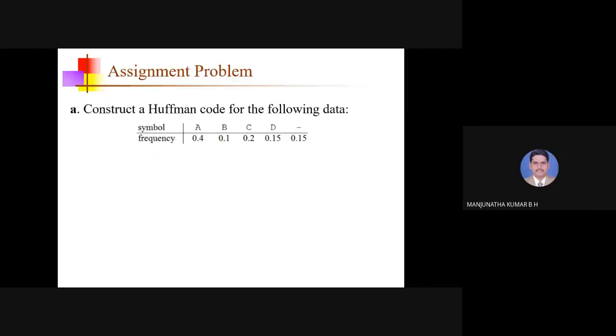This is the assignment problem. I will post the question. If you are so interested, you can copy this problem and try to solve it. Construct a Huffman code for the following data. Again, the characters are A, B, C, D, underscore. Frequencies are a little bit different.